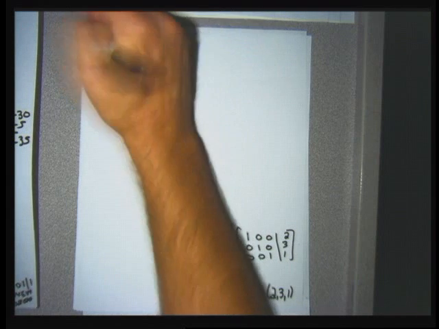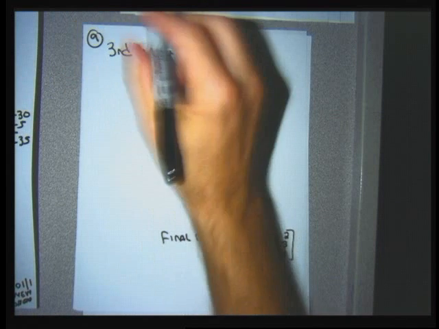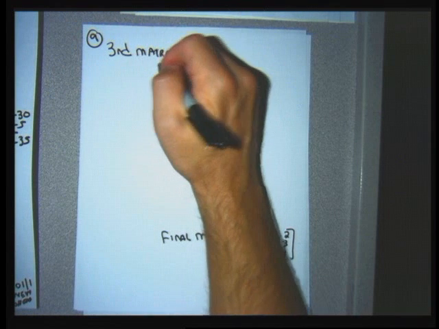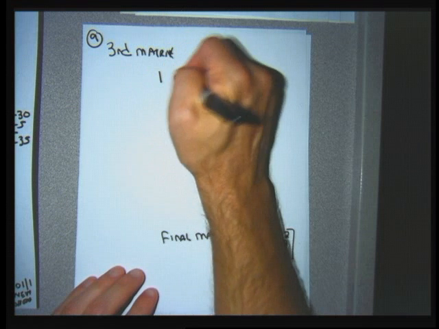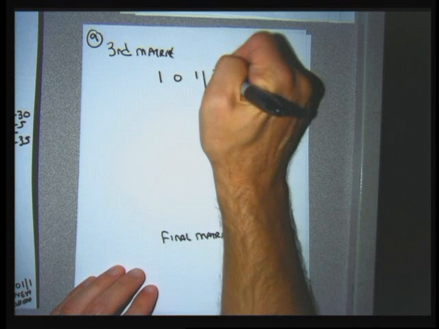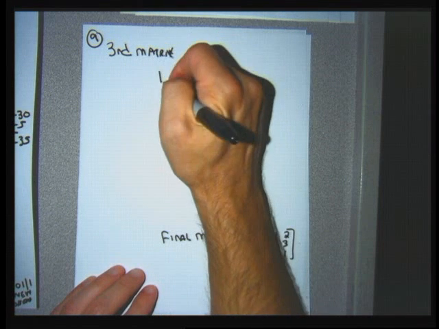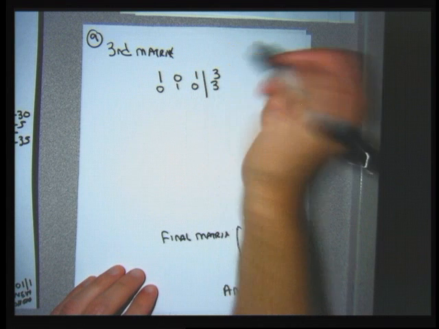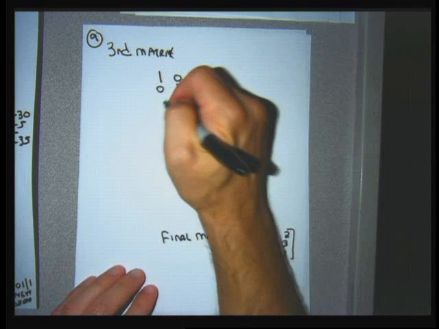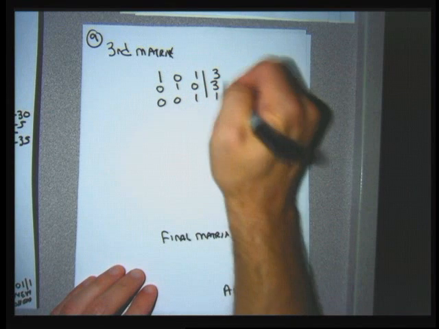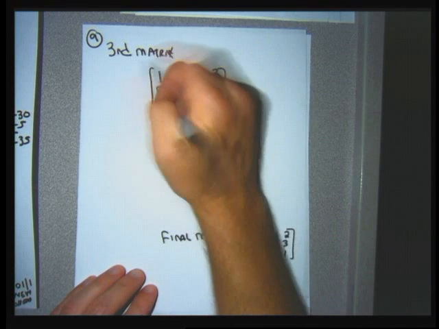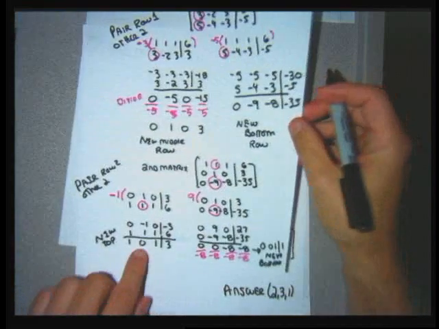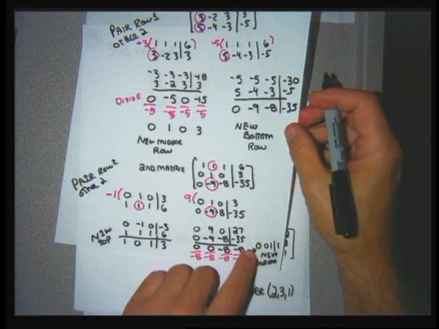So my third matrix, again, this is problem number 9, is going to have the new top row of 1, 0, 1, and 3, and not a new middle row. The middle row is going to stay 0, 1, 0, and 3, and the bottom row is going to be 0, 0, 1, and 1, because that's what I wanted to do. I wanted the new top row of 1, 0, 1, 3, new bottom row of 0, 0, 1, 1.